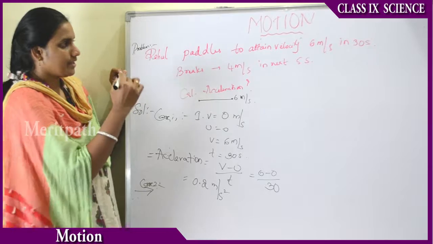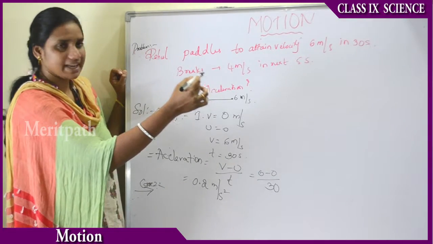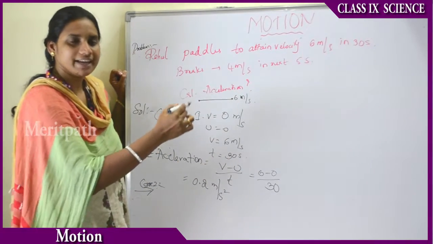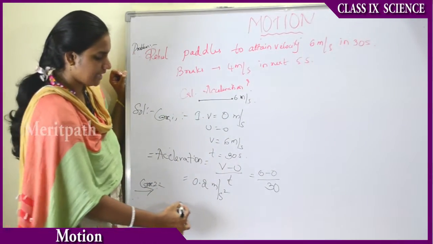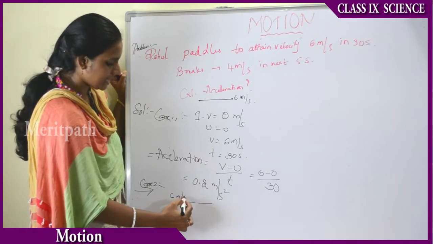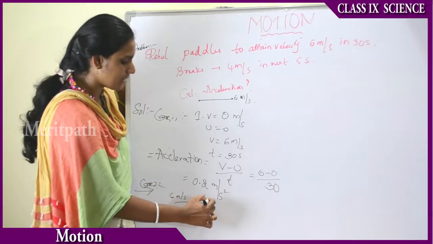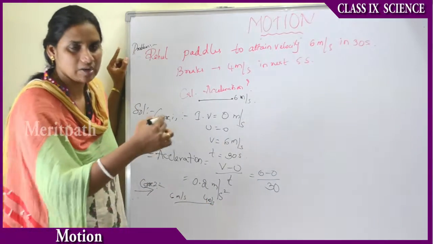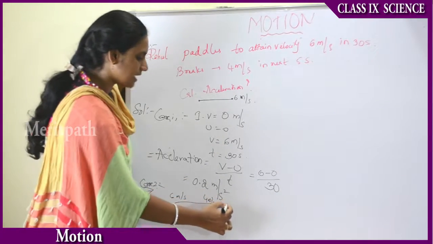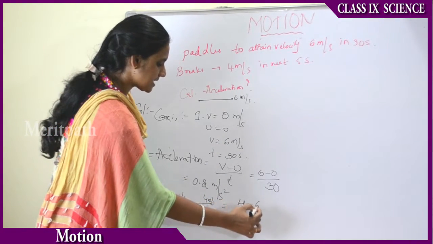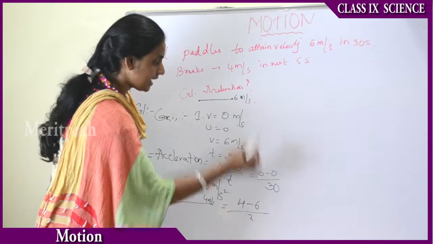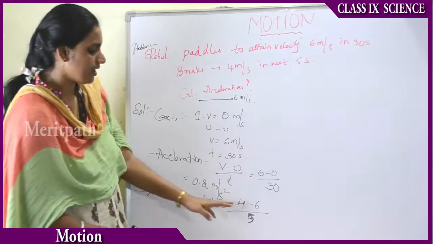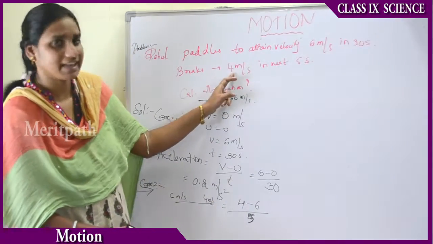That is, after attaining 6 meters per second in 30 seconds, he slows down his velocity to 4 meters per second in the next 5 seconds. That means the initial velocity will be 6 meters per second and the final velocity will be 4 meters per second. Therefore, acceleration is final velocity minus initial velocity with respect to time, that is 4 minus 6, and for the next 5 seconds t will be 5 seconds, right? Therefore v will be 4 because it is the final velocity he is attaining.